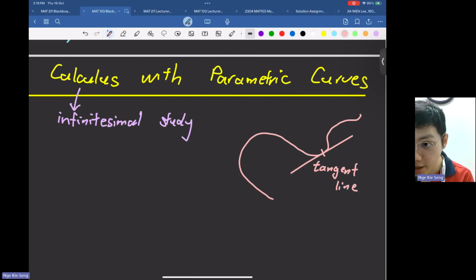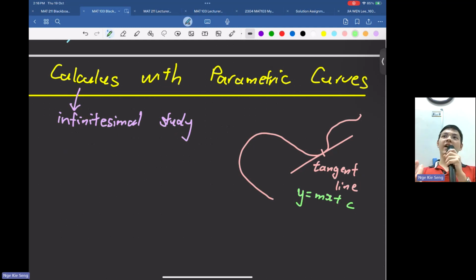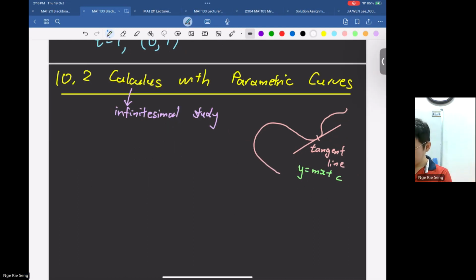Or tangent curve. If it is a line, how do we describe this line? This line can typically be written as y equals mx plus c, where you describe the gradient of this line and the y-intercept. So let's define the tangents on a parametric curve.